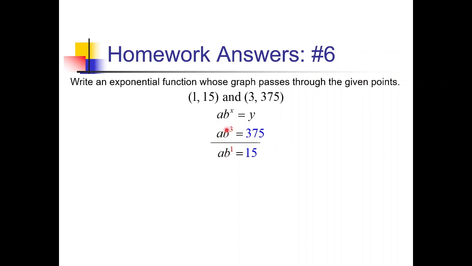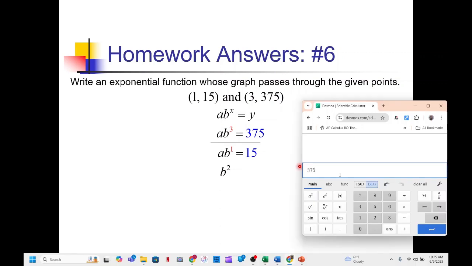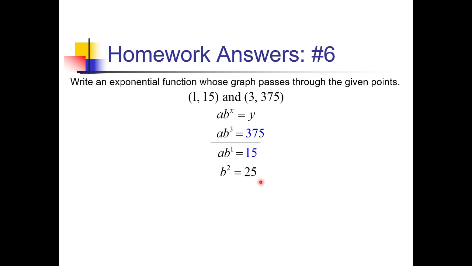I end up with b cubed minus 1, so that's going to be b squared on the left side. And on the right side, whatever 375 divided by 15 is, let me look that up. So 375 over 15 gives us 25. Well, that works out. So if b squared equals 25, to get b I just need to square root 25, which ends up giving me 5.